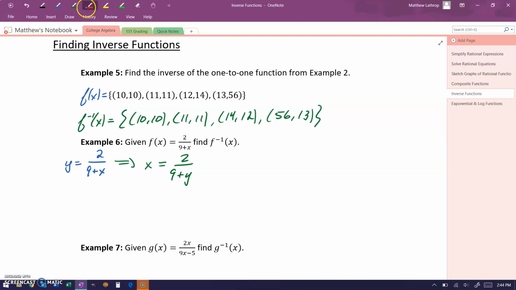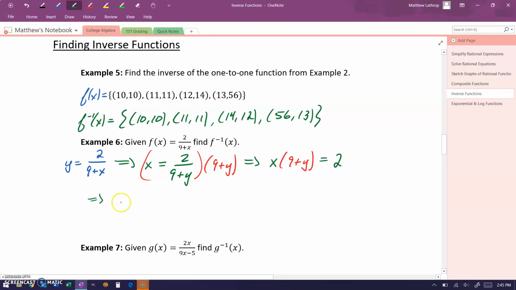We can do that by multiplying both sides of our equation by 9 plus y to get rid of our rational function. So this will give us x times that quantity 9 plus y is equal to 2. Dividing by x will give us 9 plus y is equal to 2 over x. And then subtracting 9 will give us y is equal to 2 over x minus 9.